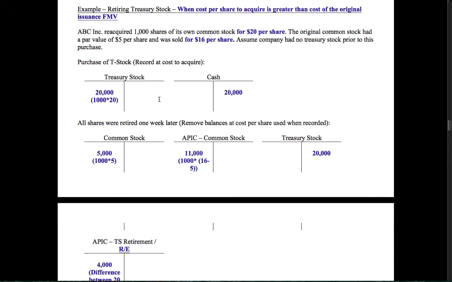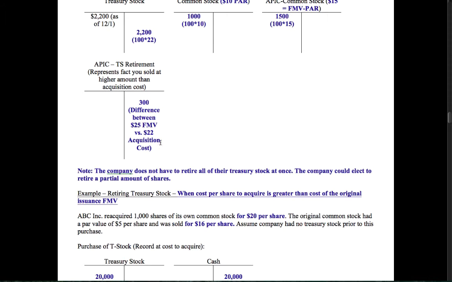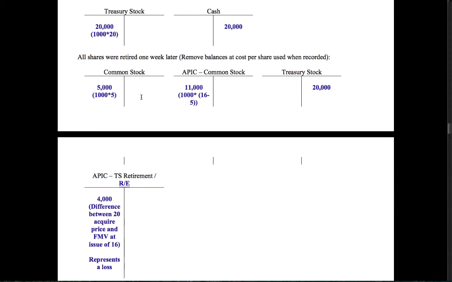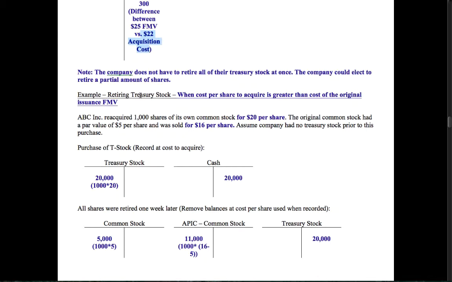This represents a loss because you paid more than what you originally sold them at, whereas in the previous example, this is recognized as a gain or a benefit because you sold them at a greater amount than what it cost you to reacquire them. So they're the opposite for this entry. Make sure that you are aware of both of these transactions when it comes to retirement, on the difference between what happens when you pay more or less than what you originally sold them for.